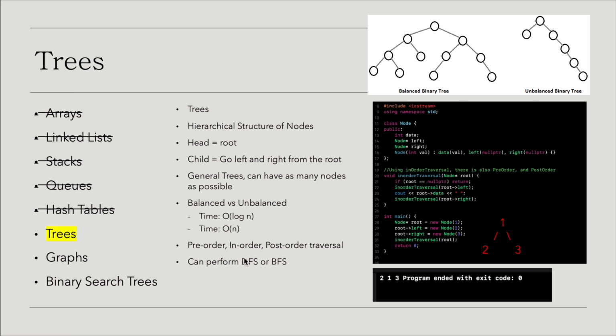So, and then in order, as the name suggests, we recursively visit the left subtree first. Hence, we would have 2, and then 1, and then 3. In that case, hence going in order, where we store everything from left to right.